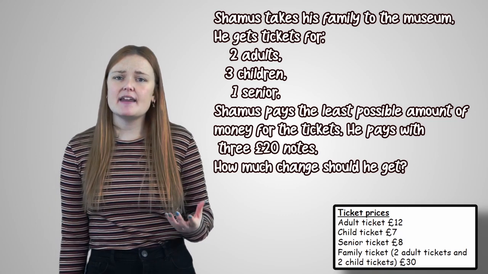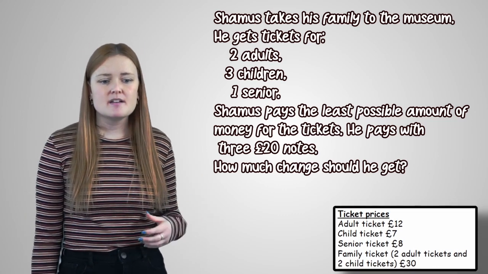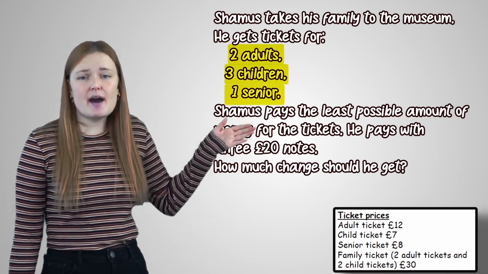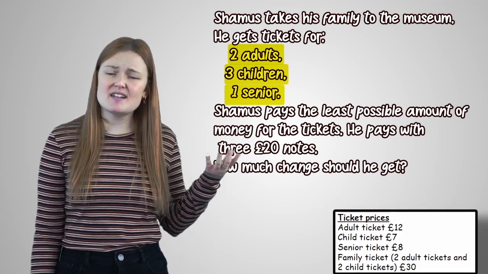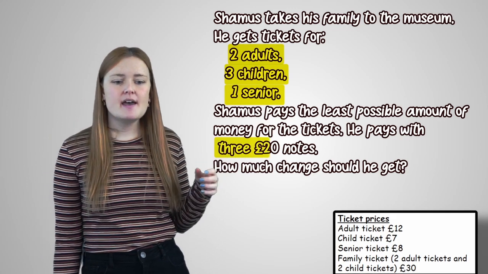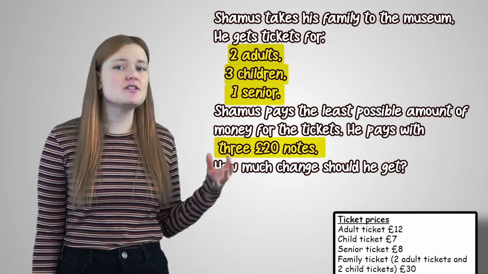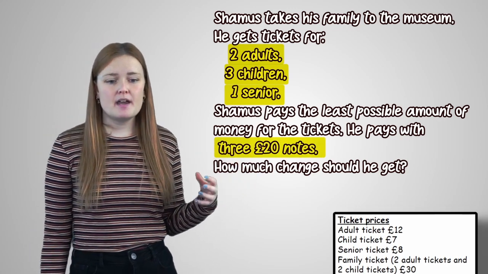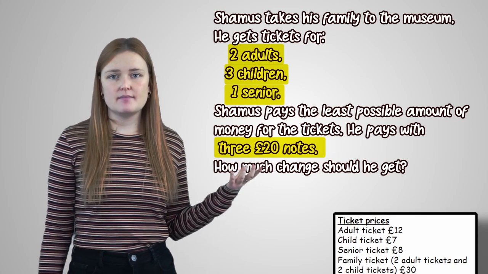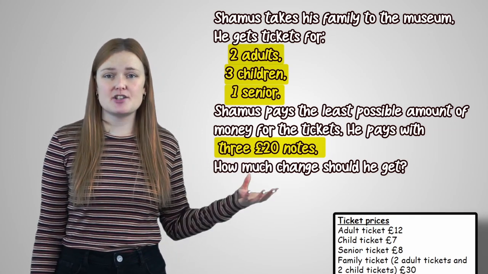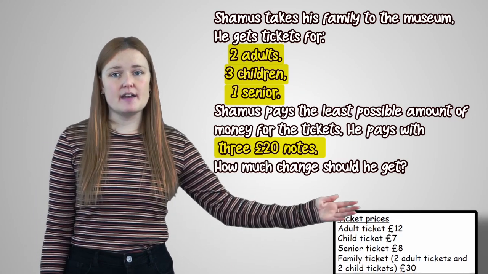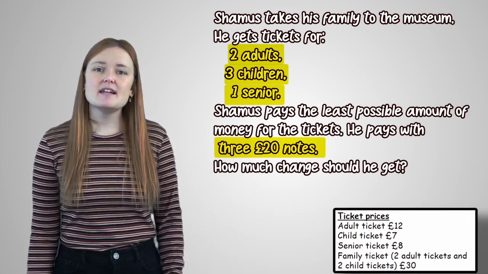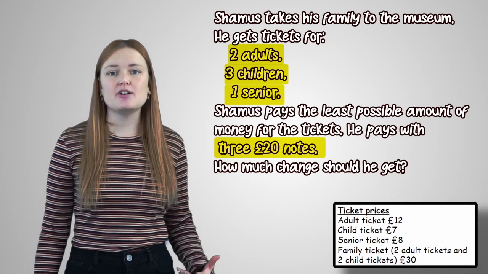So let's highlight the important information here. So the first thing is who he buys the tickets for. So 2 adults, 3 children and 1 senior. That's key information. He pays with 3 £20 notes. That's another bit of key information. How much change should he get? That's important here because that's the question we need to answer. And then obviously the prices are all here. They're important as well.